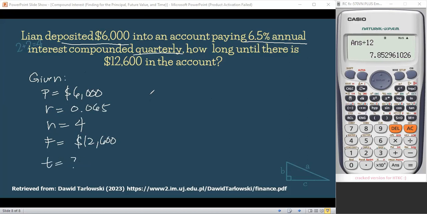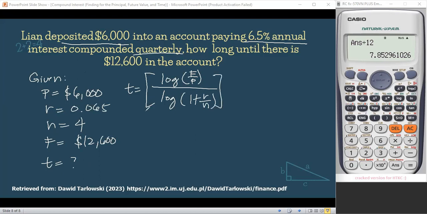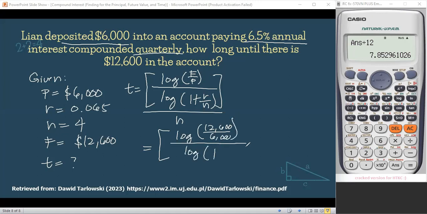So again, sabi nga ko nga po, pwede po tayo mag-derive, pero kung hindi talaga kaya mag-derive, mag-memorize. So we have T is equal to the quantity, the logarithm of F over P, all over the logarithm of 1 plus R over N, all over N. So that is the logarithm po of 12,600 divided by $6,000 all over the logarithm of 1 plus 0.065 over 4, all over 4.